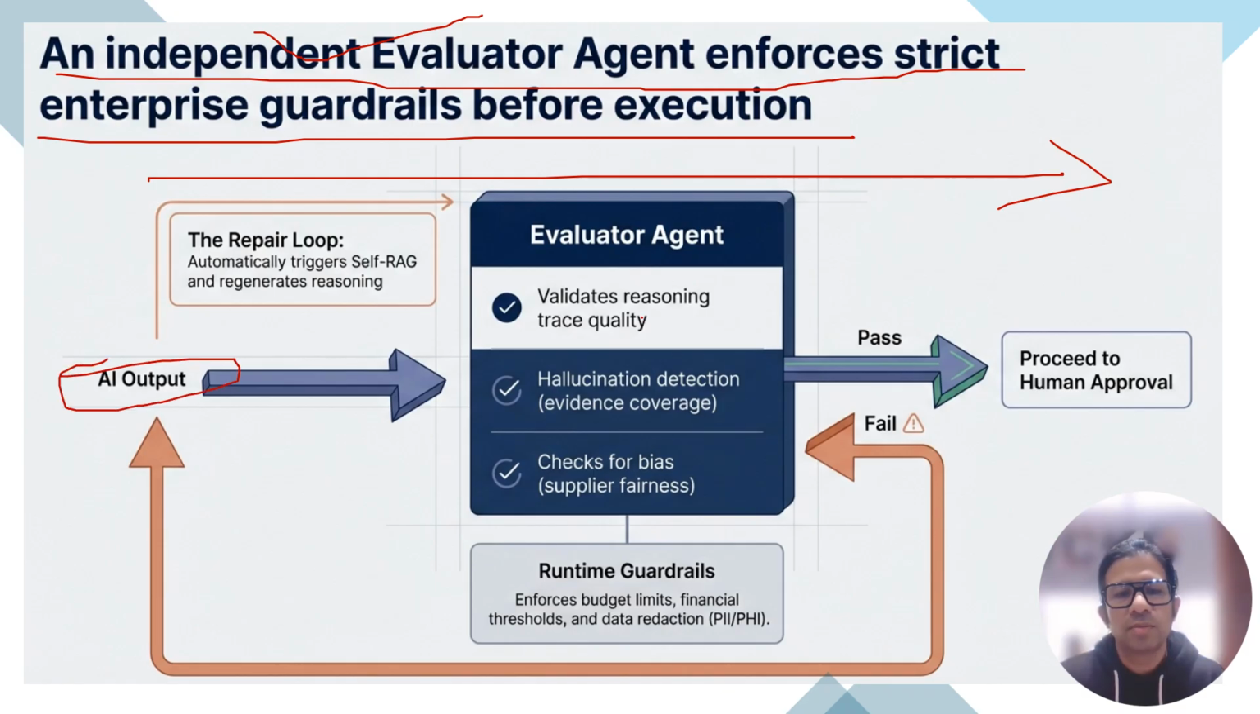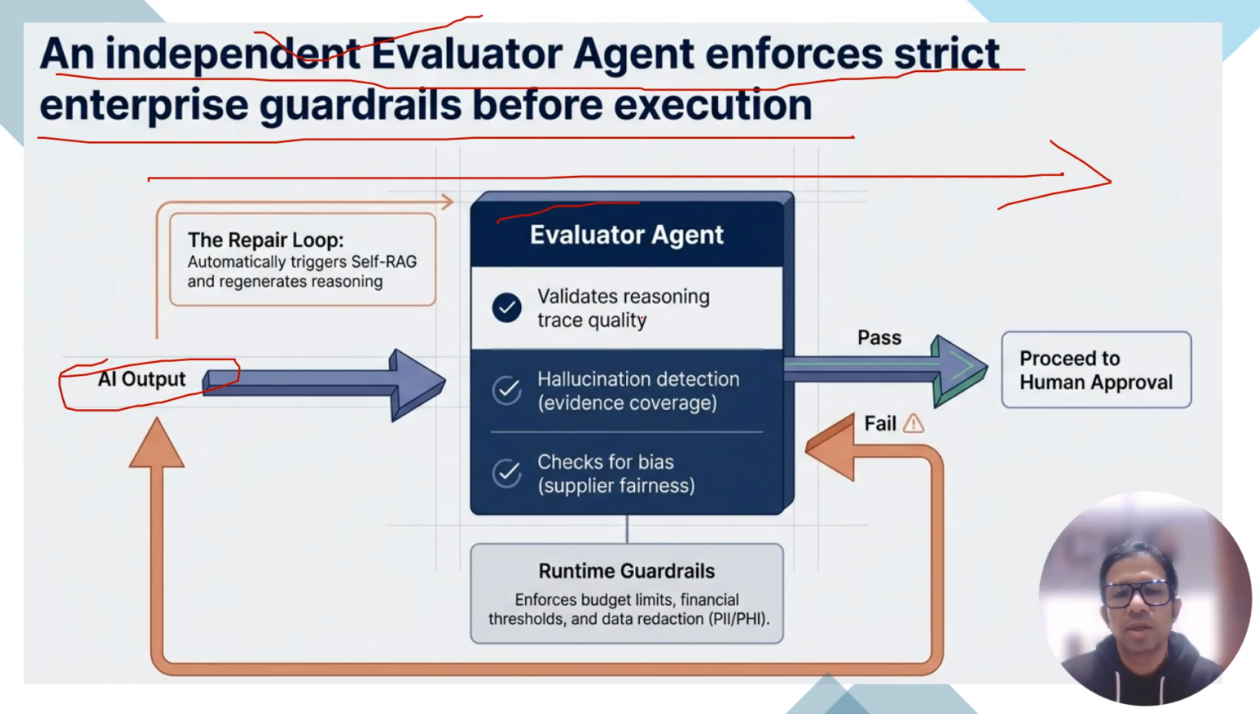This AI output. So first, the AI produces an output, maybe a supplier recommendation, a negotiation plan, or a contract redline suggestion. But here is the rule. No output goes to ERP or approvals until it passes evaluation. No pass equals no execution. That's the production mindset.